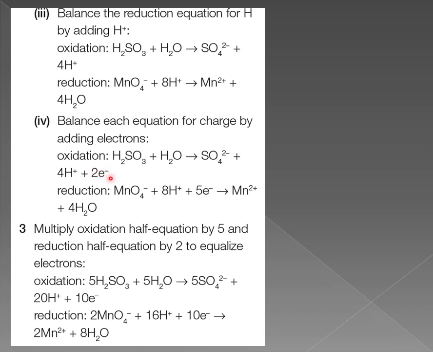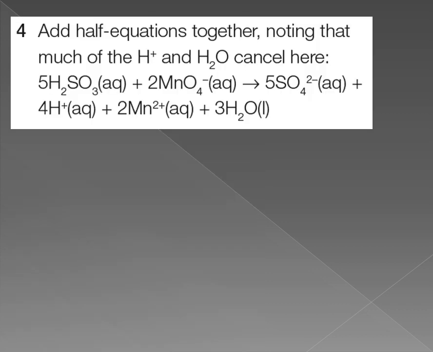In the oxidation equation, 2 electrons are released, but in the reduction, 5 electrons are added. And as we said before, the number of electrons must be the same. So we have to multiply the oxidation equation times 5 and the reduction equation times 2, then combine the two equations to give this answer. Thank you.